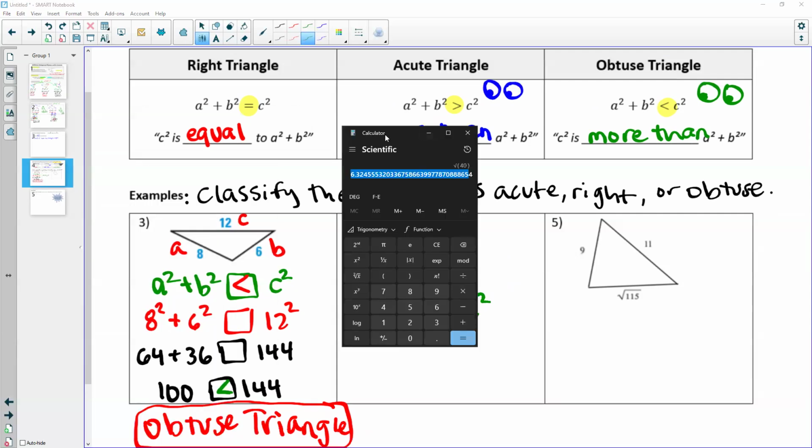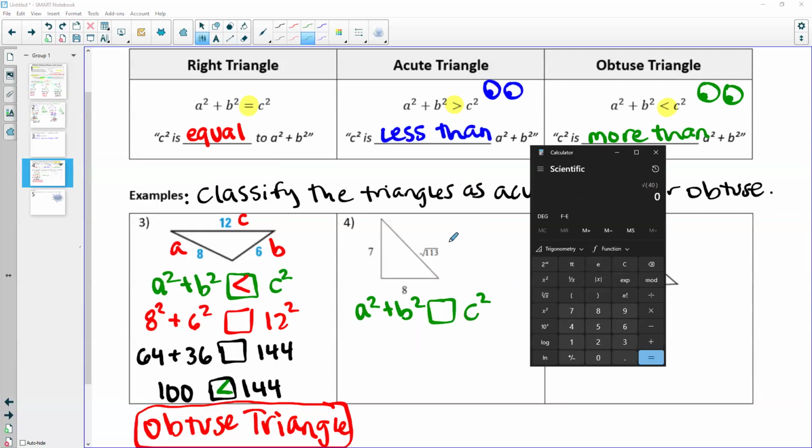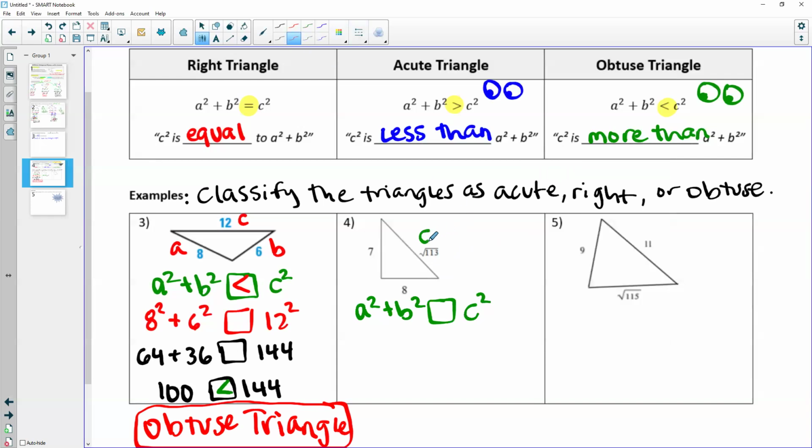So I would check with the calculator. And what I would do here is check what is the square root of 113. If I take the square root of 113, I see that that number is approximately, let's say, 10.6, right? So if this side length here is 10.6, that would tell me that that is the largest side. So it's safe for us to go ahead and label this as C. That is going to be our longest side here.